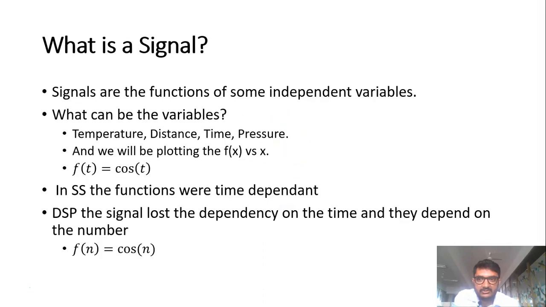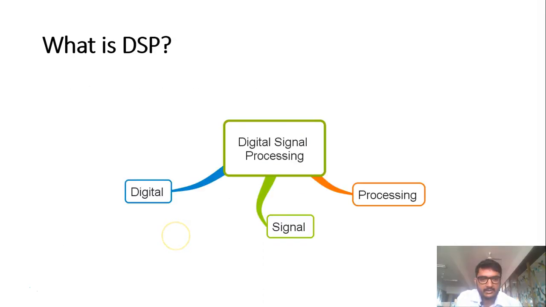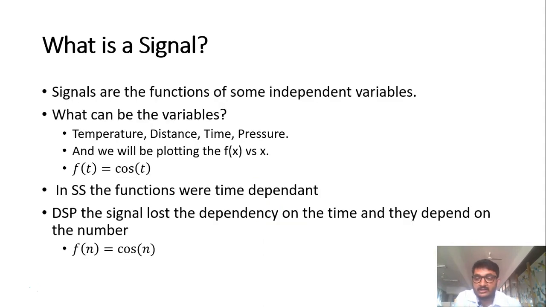So first of all, we should know what is the signal. First thing we are going to do is to understand what the term signal means. Signals are the functions of some independent variables. This is a standard definition you should find in any book. What can be these variables? These variables can be temperature, distance, time and pressure. That means these variables are the physical quantities.